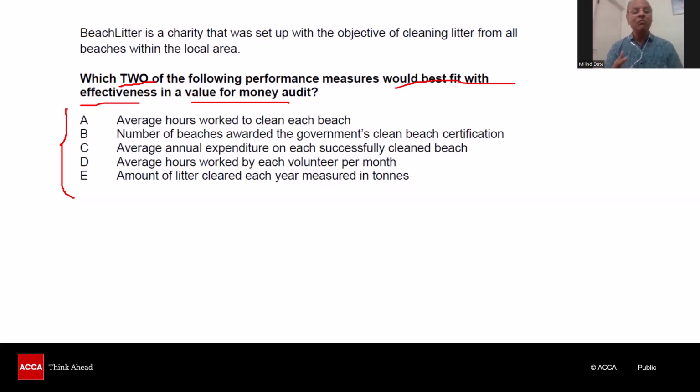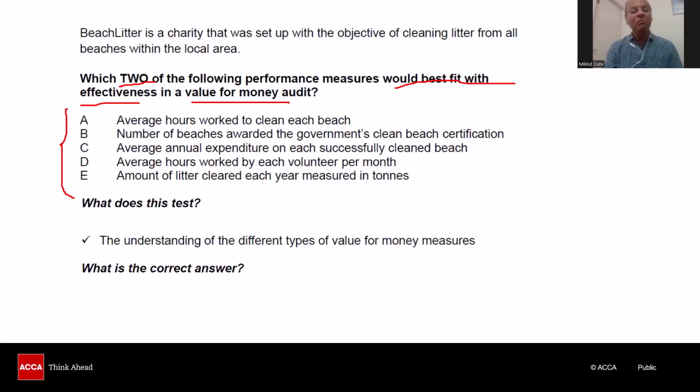And if you look at all these alternatives, you need to look at which represents result. Average hours don't. Number of beaches awarded government's clean beach certification. This is final outcome related to effectiveness. And again, the last one, amount of litter cleared each year measured in tons. So obviously, the final answer is going to be B and E as the correct choices.